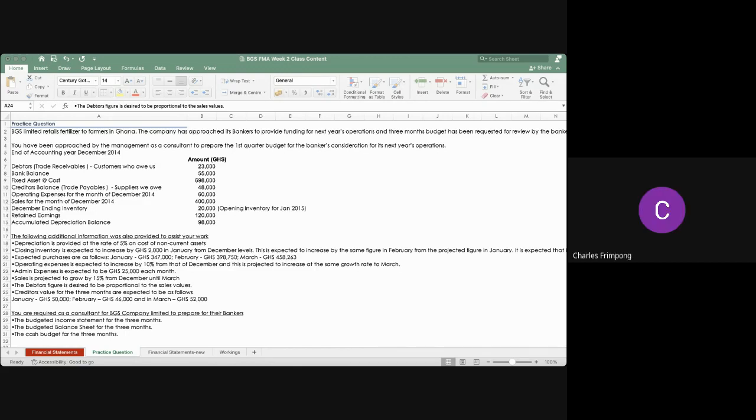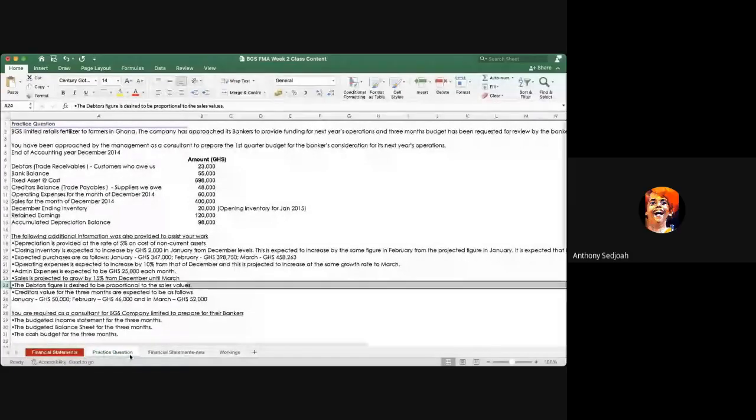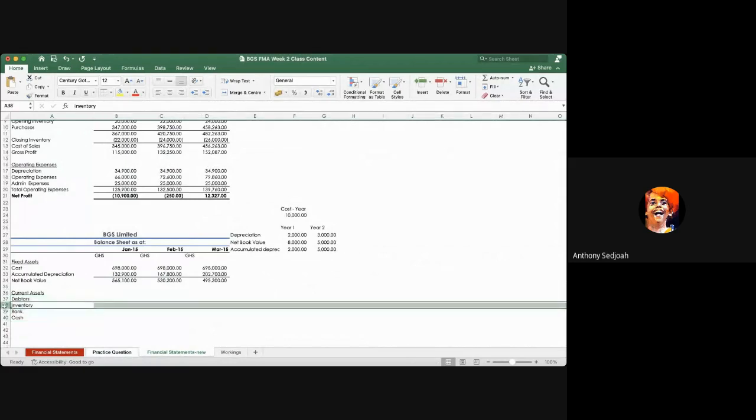Okay, so let's finish the class. I wanted to know the debtors and then inventory. Which one is supposed to come first? Inventory is actually supposed to come first. You are right, because you have to sell. When you sell, those who don't pay will become debtors, and after they become debtors, they pay, and then you get your cash.